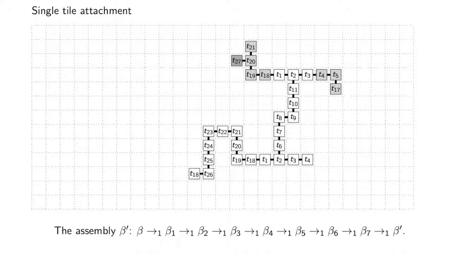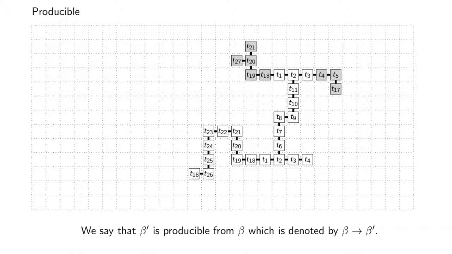Here is an assembly beta prime. Let's stop here for the moment and look at this assembly. First, remark that beta prime is obtained from beta by a sequence of tile attachments. In this case, we say that beta prime is producible from beta.